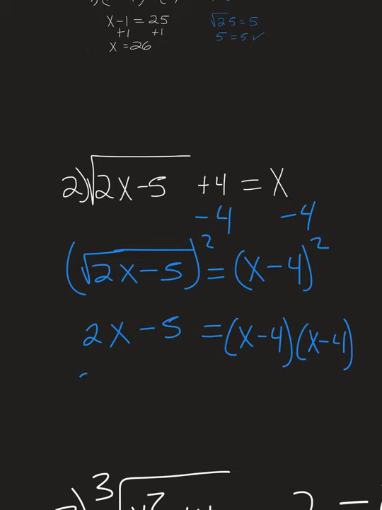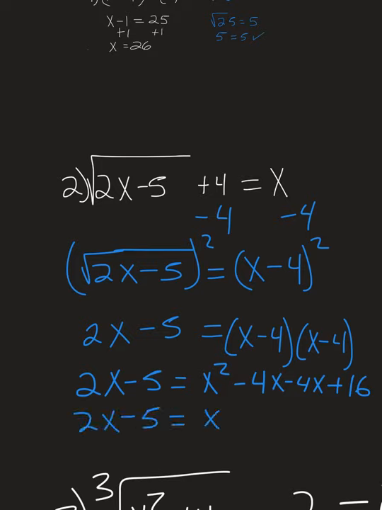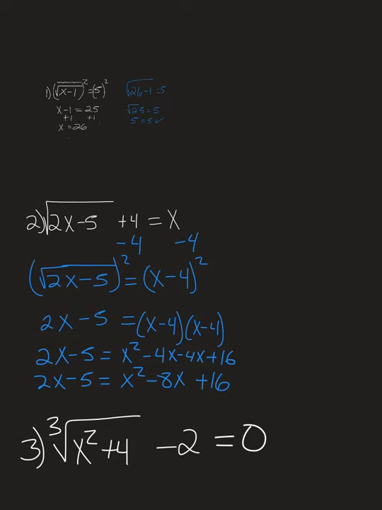And we are going to get 2x minus 5 is equal to x squared minus 4x minus 4x plus 16, or 2x minus 5 is equal to x squared minus 8x plus 16. Then we just need to move everything to one side so that we're going to get a quadratic is equal to 0. And then we're going to have a couple strategies as to how we're going to solve that. So I'm going to move it over here, but first we're going to subtract the 2x from both sides, and we're going to add the 5.